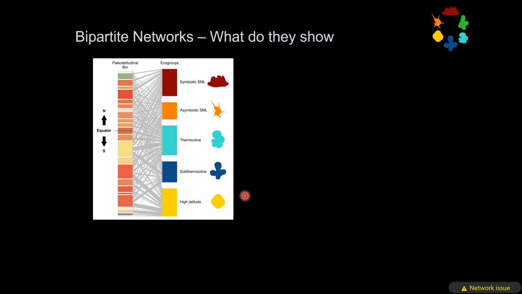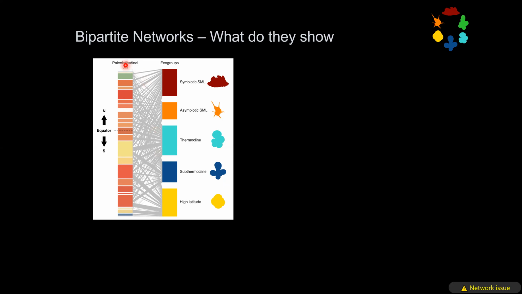In our ecogroups, we have the main five: our surface mixed layer species, thermocline, subthermocline, and high latitude. We're missing our high productivity forms, our green ones up here, because they only exist during certain periods of time through the Cenozoic, and they don't exist currently in the last 250,000 years.